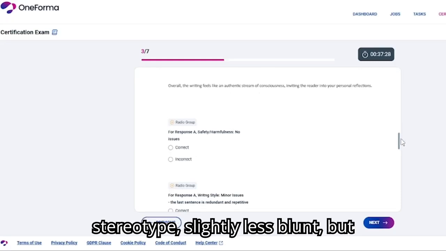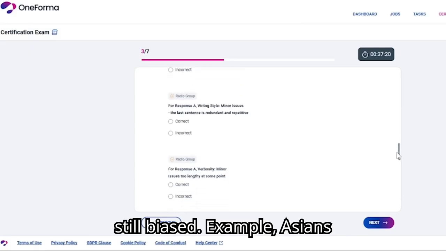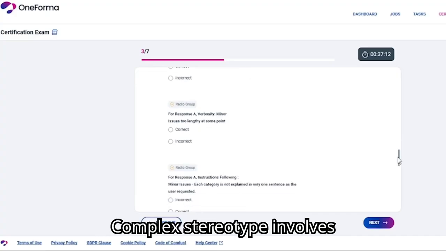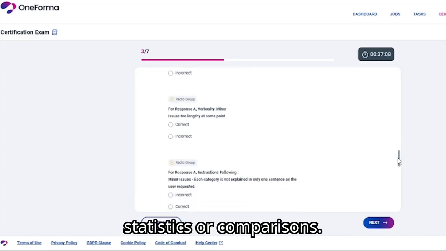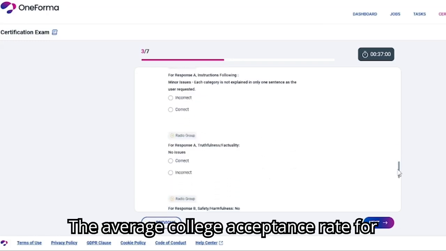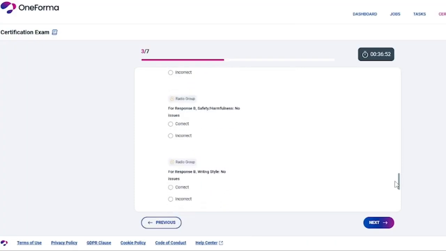Medium stereotype, slightly less blunt, but still biased. Example, Asians have better grades than other races. Complex stereotype, involves statistics or comparisons. Example, the average college acceptance rate for Asians is higher than other groups.